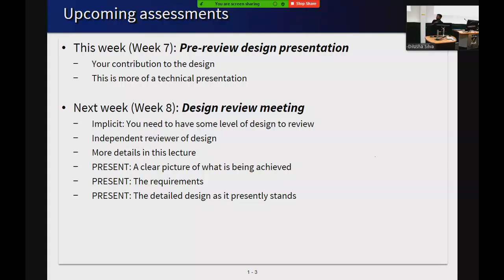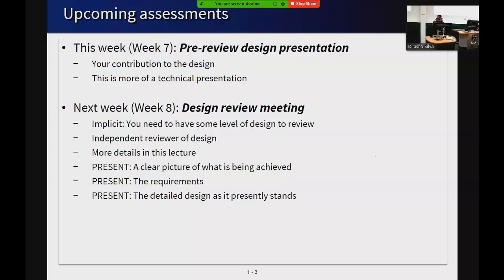In terms of what you need to present, somebody in your team needs to get up and present at the beginning of that design review meeting a clear picture of what is trying to be achieved, what your requirements are, and how your design stands at present. Okay? And then hopefully the person who's sitting there will pick it to bits, and that's what you want, right?